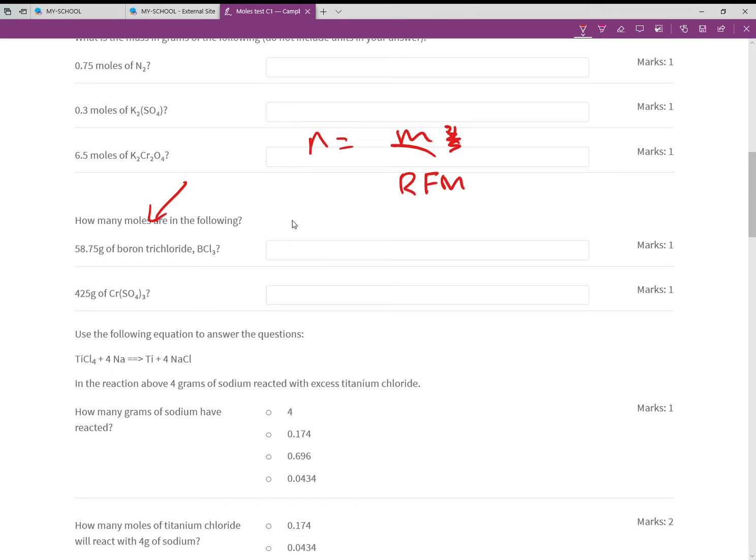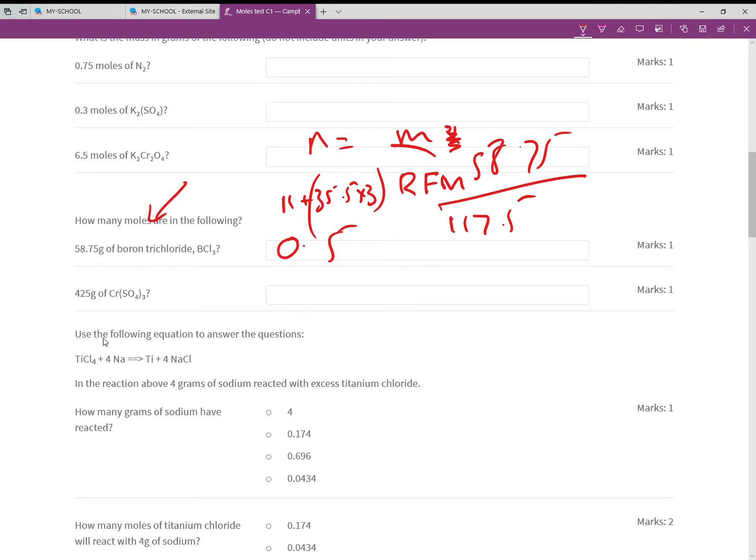So we have got some boron, which is 11, plus our 35.5 times 3, for our 3 chlorine, sorry, that gives me 117.5. Okay, the mass of it that we've got is 58.75. So 58.75 divided by, that's going to be a half, isn't it? Yeah. So that is 0.5 is your answer there.